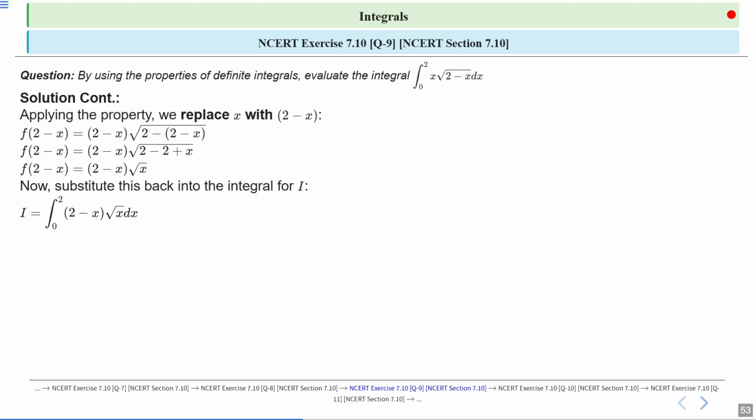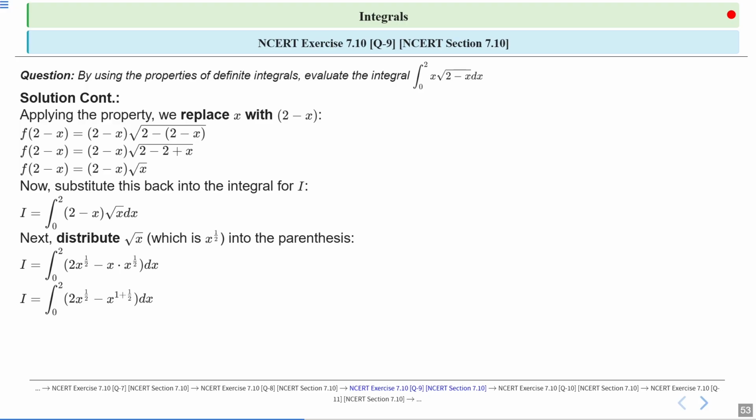Now integrating this, integral 0 to 2 of (2 minus x) under root x dx, is much easier than integrating x under root 2 minus x. So just distribute root x, that is x to the power 1 by 2. We get I is equal to integral 0 to 2 of 2 into x to the power 1 by 2 minus x into x to the power 1 by 2 dx. So I is equal to integral 0 to 2 of 2 into x to the power 1 by 2 minus x to the power 1 plus 1 by 2. So it becomes integral 0 to 2 of 2 into x to the power 1 by 2 minus x to the power 3 by 2 dx.